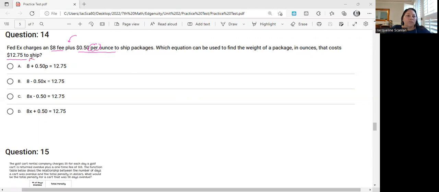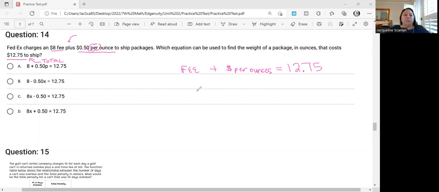This $12.75 is my total amount. That's how much I'm paying. And so we're going to start to set up our equation, all right? So what I know is that I'm going to pay a fee, and plus I'm going to pay money per ounces. And that's going to give me my total of $12.75.